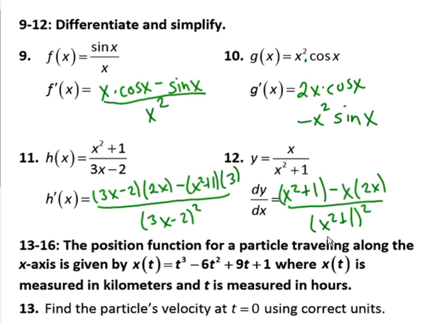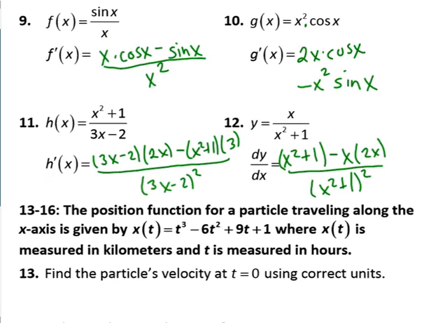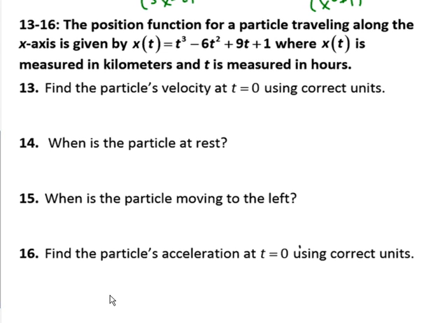Okay, looking at numbers 13 through 16, we have a position function for a particle that's moving along the x-axis. So just imagine there's just this dot that's moving along the x-axis right and left. And x is measured in kilometers and t is measured in hours. So we want to find the particle's velocity at time 0 using correct units. So imagine it's moving, and we start a stopwatch, and it's already moving. So we want to know what the particle's velocity is at that initial time.